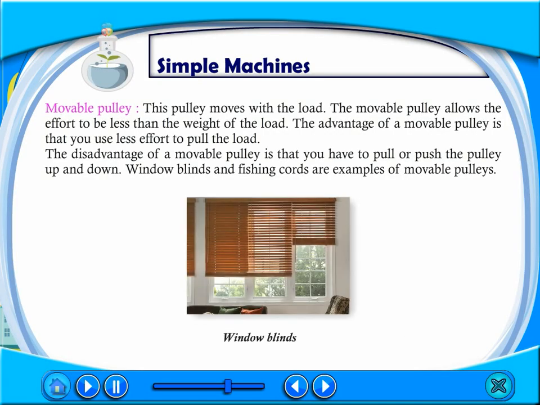Movable pulley. This pulley moves with the load. The movable pulley allows the effort to be less than the weight of the load. The advantage of a movable pulley is that you use less effort to pull the load. The disadvantage of a movable pulley is that you have to pull or push the pulley up and down. Window blinds and fishing cords are examples of movable pulleys.